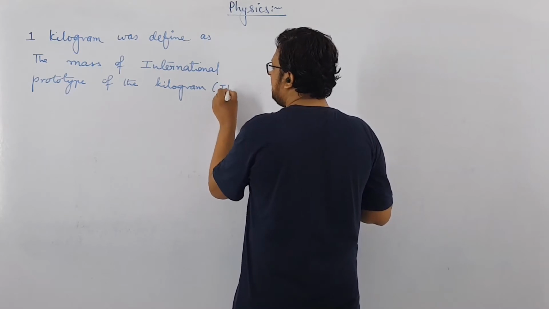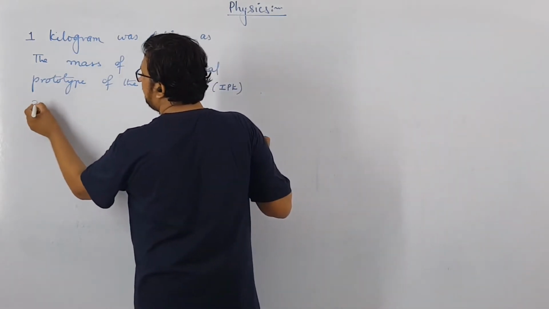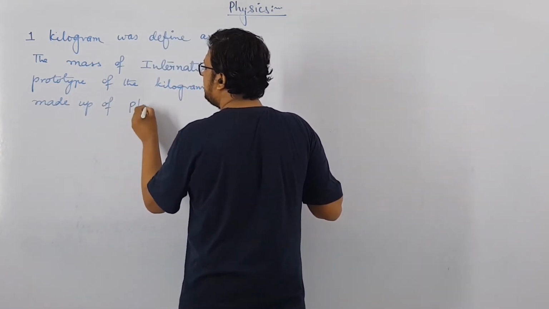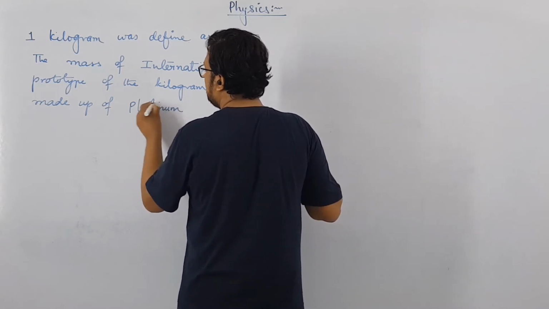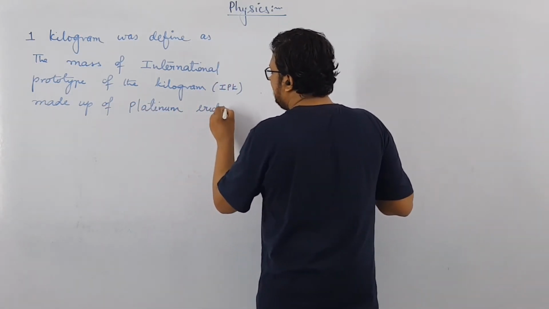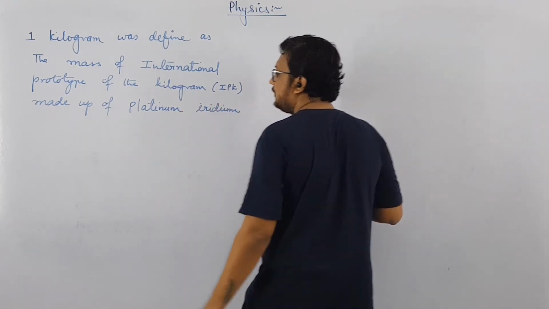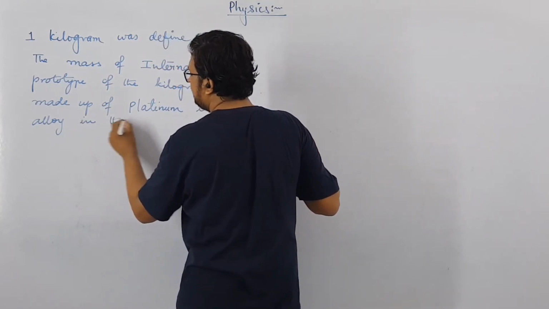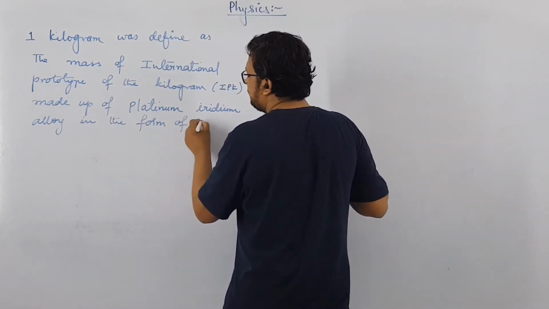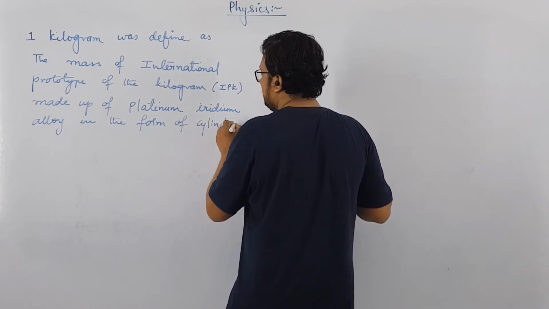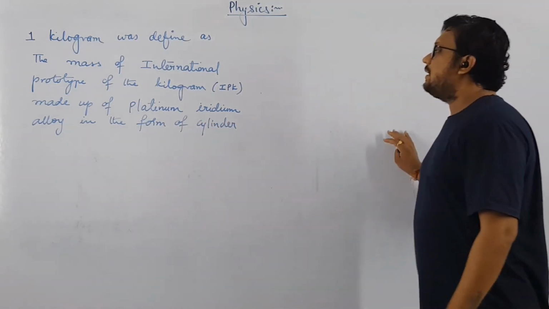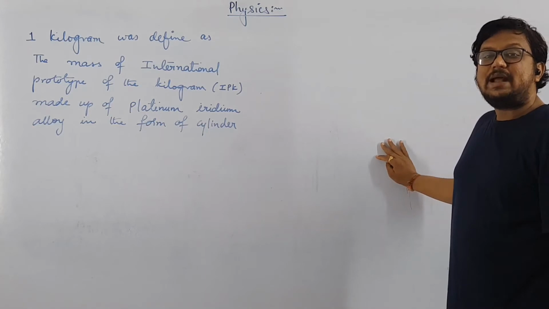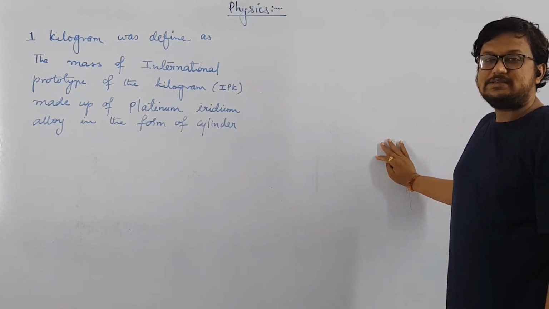That is IPK, which is made up of platinum iridium alloy in the form of a cylinder, so the mass of that international prototype of kilogram was considered as 1 kg. It is kept at the International Bureau of Weights and Measurement.